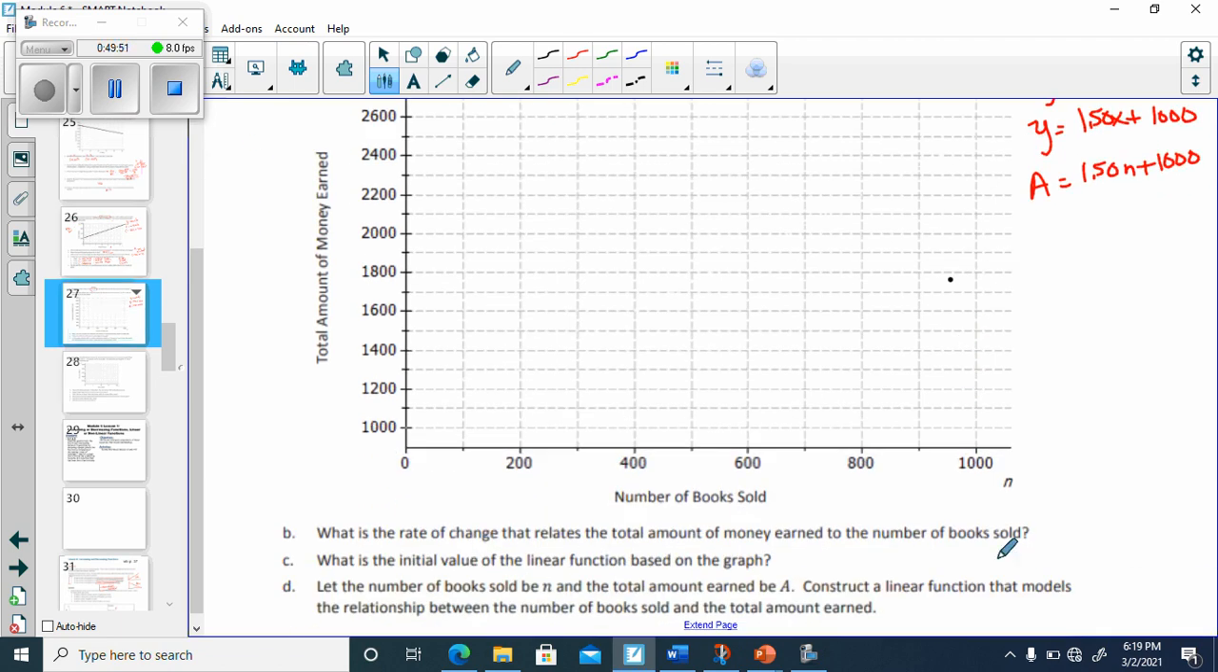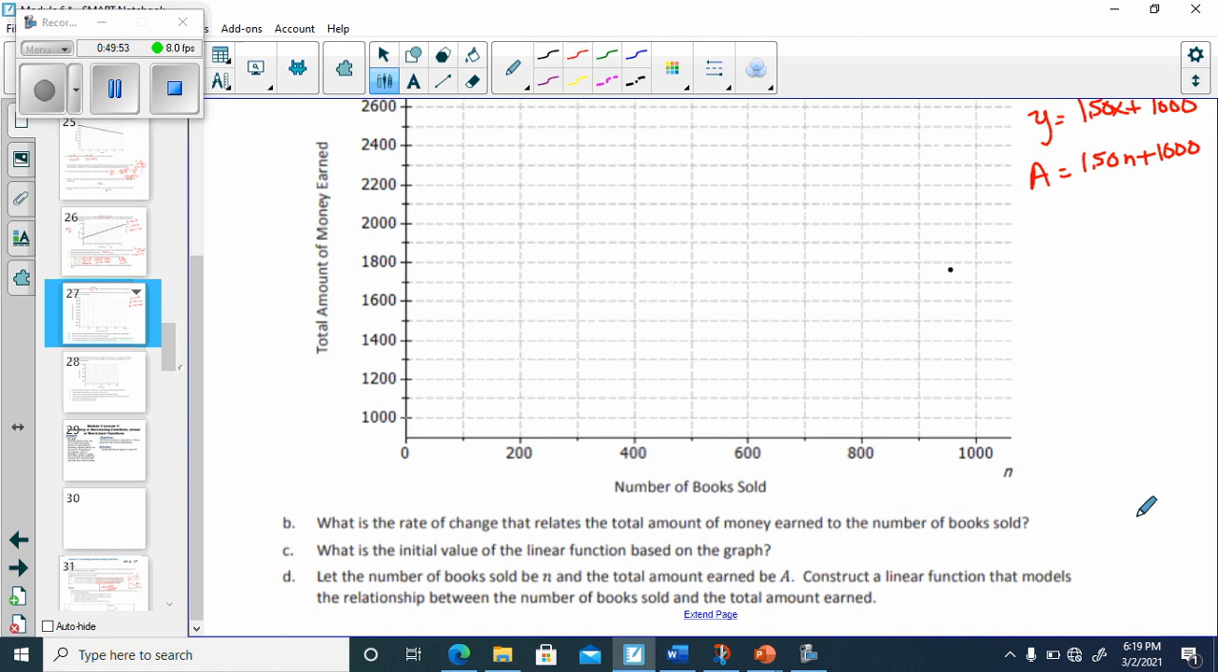What's the rate of change? $1.50. Okay, he's going to get $1.50 per book, right? What's the initial value? $1,000. Let the number of books sold be n, the total amount A, construct the linear equation. We did that up here. A is equal to $1.50 per book times the number of books plus 1,000.